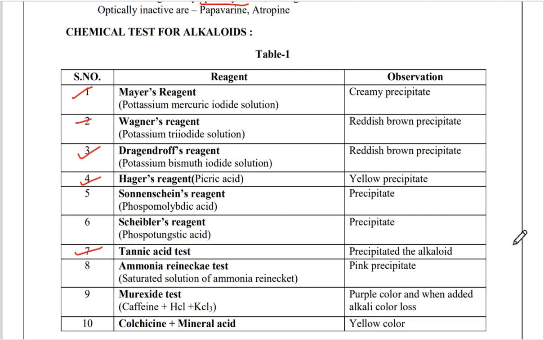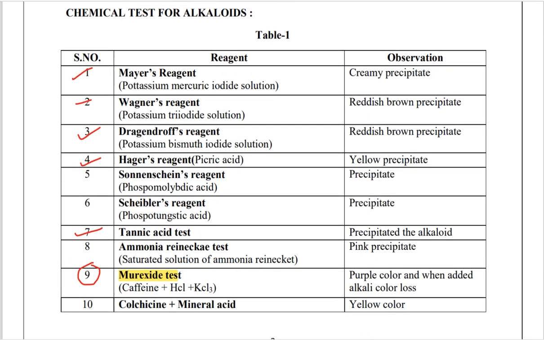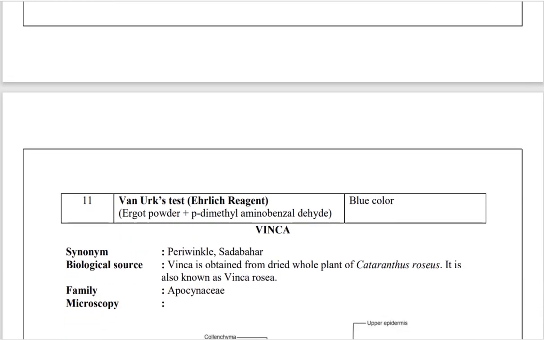Then you can remember the tannic acid test, which precipitates the alkaloid. Ammonium reineckate test has a pink precipitate. Then this test is again very important, asked several times in MCQs: the murexide test, with caffeine, HCl and potassium chlorate, which gives a purple color. When alkali is added, the color is rose. Usually the compound gives purple color, but if alkaloid is present, the purple color is lost and becomes colorless. You can also remember the other 3 tests, but the marked ones are very important for alkaloids.